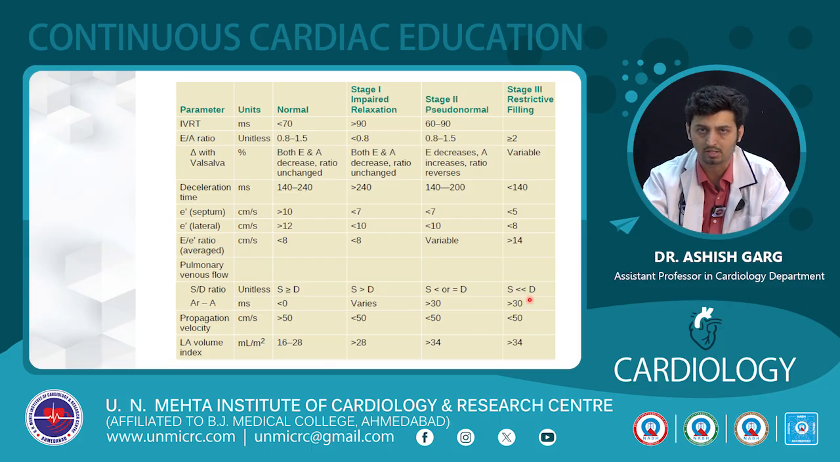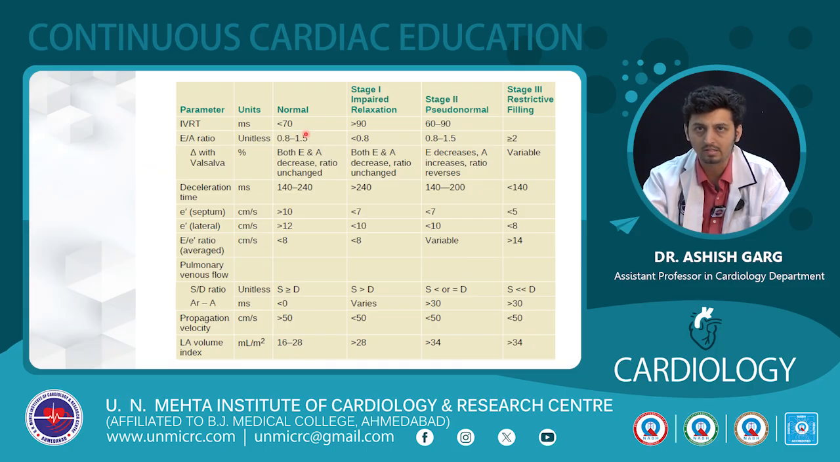For the pulmonary venous flow, we can see that the systolic wave amplitude decreases markedly as compared to the diastolic wave, whereas in normal subjects, the systolic wave is always more than the diastolic wave. The propagation velocity slope is more than 50 centimeters per second in patients with normal diastolic function, and it decreases even with stage 1. The LA volume index is more than 34 ml per meter square in stage 3, and the normal value is between 16 to 28 ml per meter square.